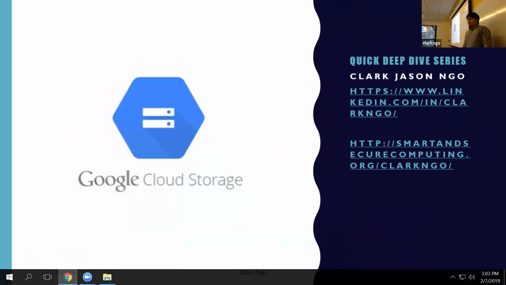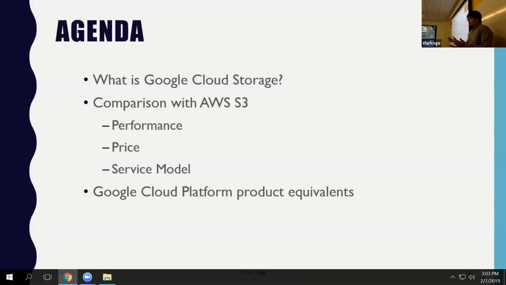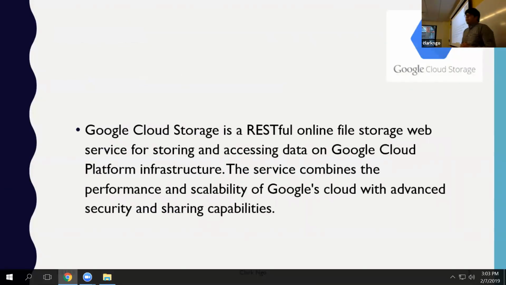In the website, I'm going to talk about Google Cloud Storage. The agenda is what it is and a comparison to S3, because right now we have a general knowledge of S3 and what are the equivalents in the Google Cloud Platform products. So Google Cloud Storage, again, is a RESTful online file storage web service for storing and accessing data in the Google Cloud Platform infrastructure. So same as S3, but there are some differences.